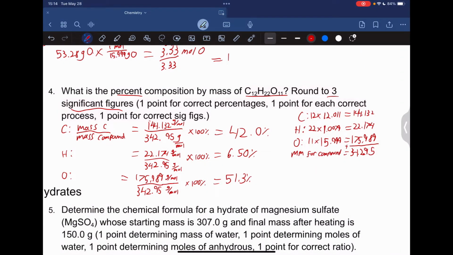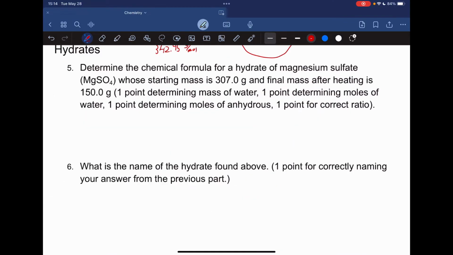That would be the percent composition by mass of carbon, hydrogen, oxygen for this compound. All right, that was problem 4. Problem 5 is about hydrates. So the idea is that we want to write some kind of formula. We'll write it over here.